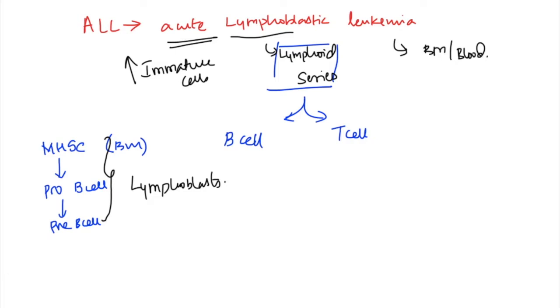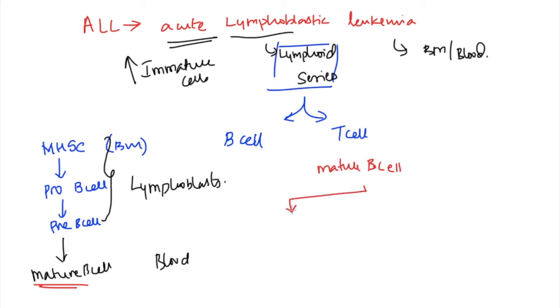Then this will enter blood. Okay, this was in the bone marrow. Now it is going to enter blood and become what is called a mature B cell. Okay, mature B cell. So what happens to this mature B cell? Okay, let's just continue it here. So we have this mature B cell.